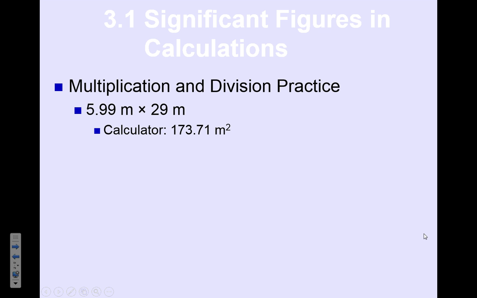Well, 5.99 has 3 significant digits. 29 has 2. 2 is less than 3. So I need to round to 2 significant digits. So I start at the first non-zero one, count over. The second place would be the 7. So I need to round to the tens column.